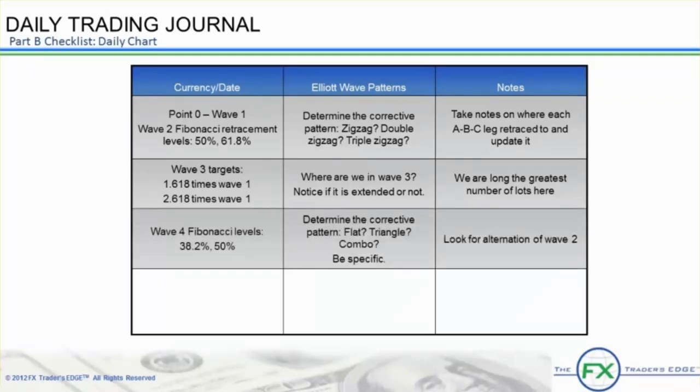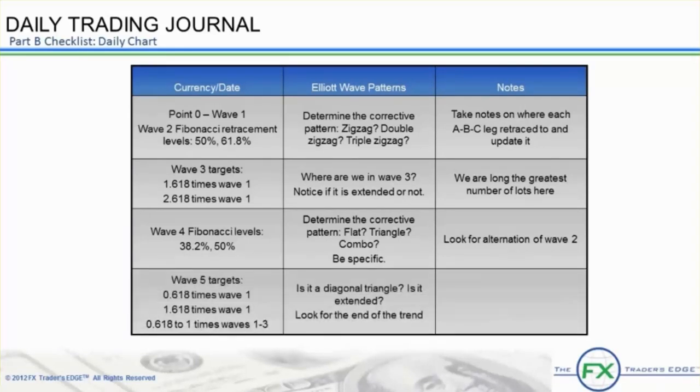For wave 4, don't forget to look at alternation and the type of corrective pattern it is. Is it a flat, a triangle? Be specific. And for wave 5, it is very important to calculate the targets using the 5-wave sequence as well as the internal subwave 5 count.